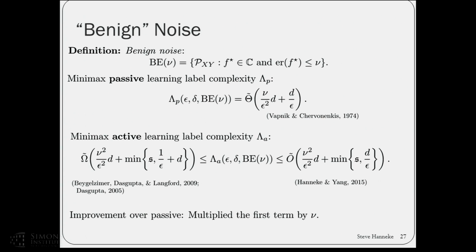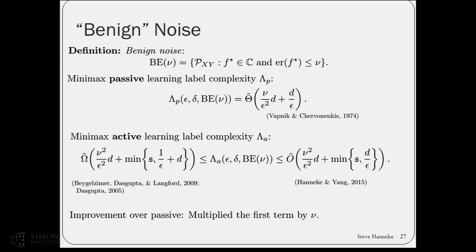So just to get into that issue of noise, still kind of in a warm-up mode, this is a noise model that we'll call benign noise. It's a set of distributions such that the optimal classifier is in the concept space, and the error rate of the optimal classifier is at most some value nu, which we call the noise rate.